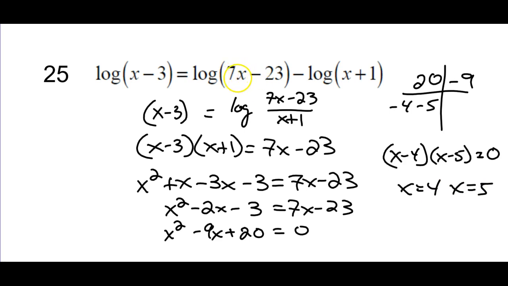So 7 times 4 is 28. Minus 23 is going to give you a positive number. 4 plus 1 gives you a positive. 4 minus 3 gives you a positive. And it's going to be the same for 5 on all three of those. So these are both solutions here.